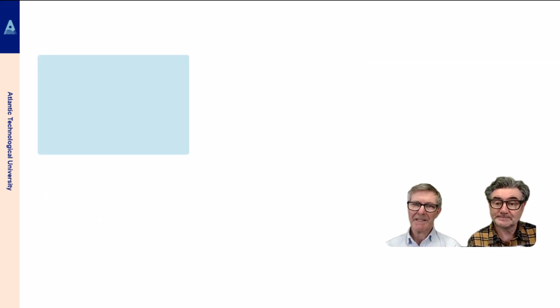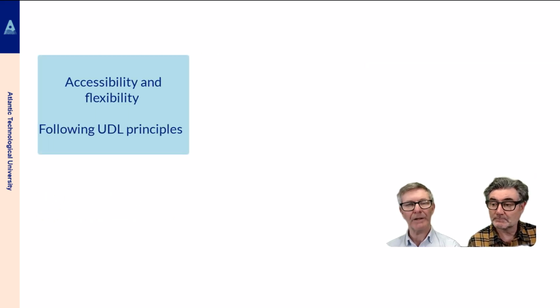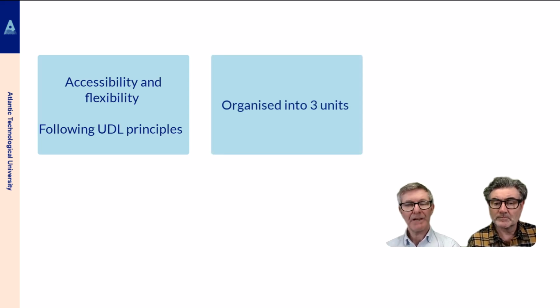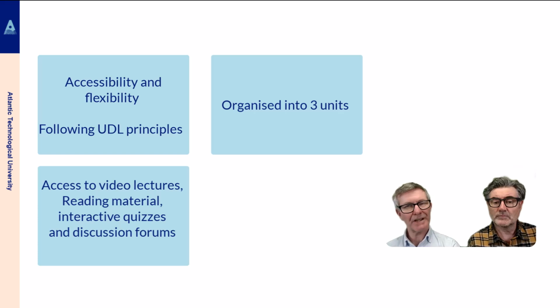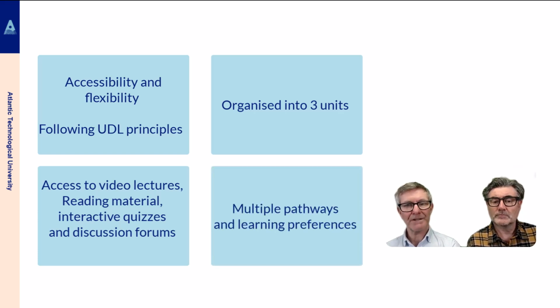This MOOC is designed with accessibility and flexibility at its core, following Universal Design for Learning, or UDL principles, to ensure that all participants can engage meaningfully with the content. The course is organised into 3 units, each of which builds on the previous one to create a complete learning journey. You'll have access to video lectures, reading materials, interactive quizzes, and discussion forums where you can connect with fellow learners from around the world. Each unit includes multiple pathways for engagement, allowing you to choose formats that best suit your learning preferences, whether that's video, text, audio, or interactive activities.